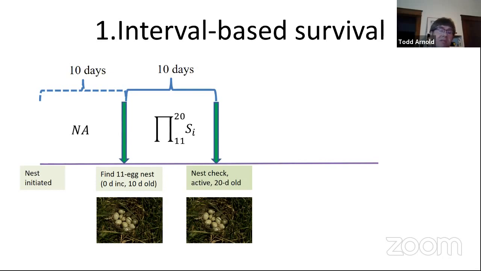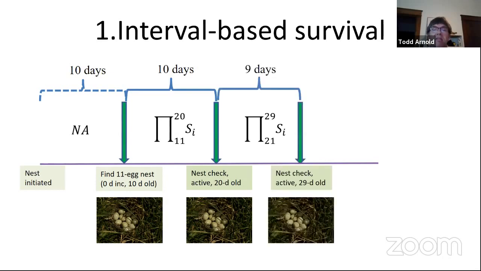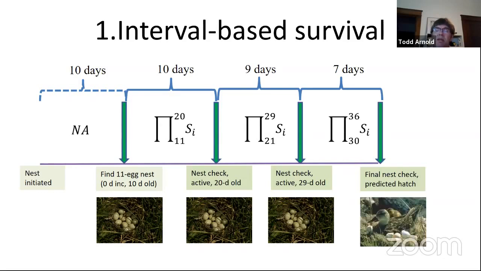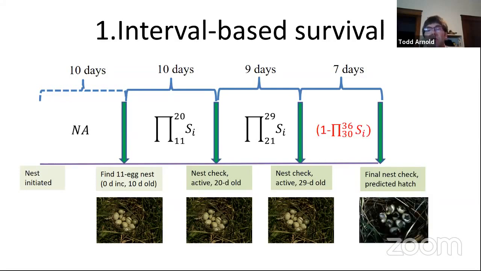And again, these intervals can be flexible, so it might be 10 days, and the next one might be 9 days. And then the other interesting part of these models is during the final interval, if the nest or the brood happens to survive, the likelihood looks just like all the previous likelihoods. But if the nest fails, we don't know when it failed. All we know is that it didn't survive. And rather than adding up the probability that it could have failed on any one of these 7 days, that probability is just equal to 1 minus the probability of having been successful.